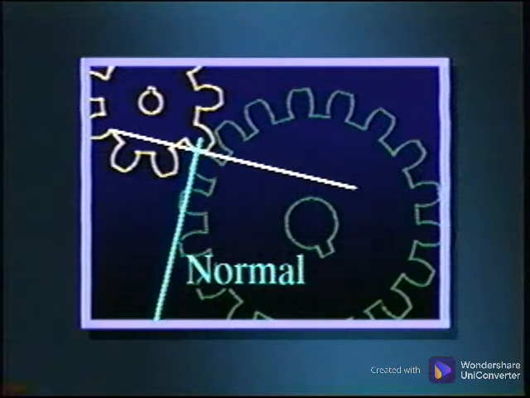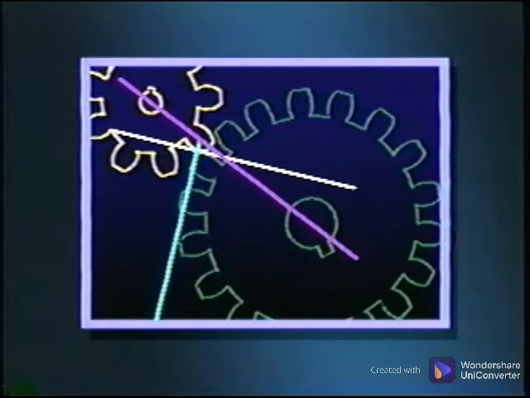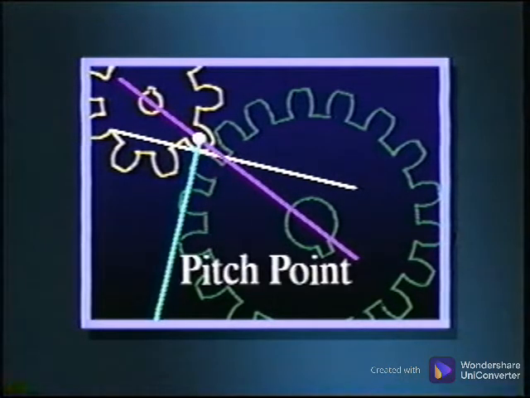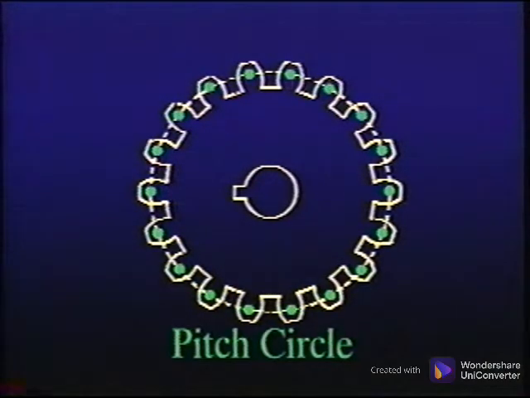When a line is drawn perpendicular to the tangent at the point of the tooth mesh, it is called a normal to the common tangent. This normal to common tangent intersects a line through the center of the gears. This point of intersection is called the pitch point. The next teeth that mesh will also define a pitch point. A circle connecting the pitch points is called the pitch circle.